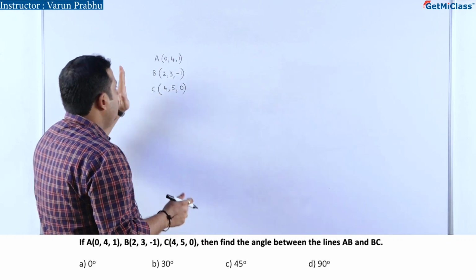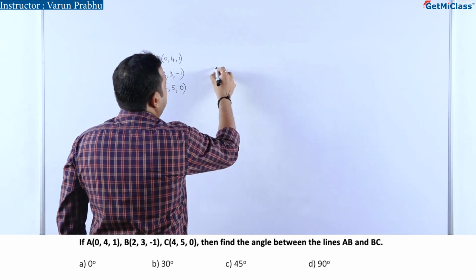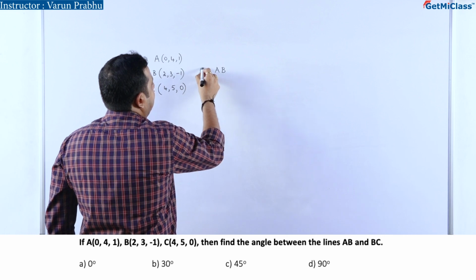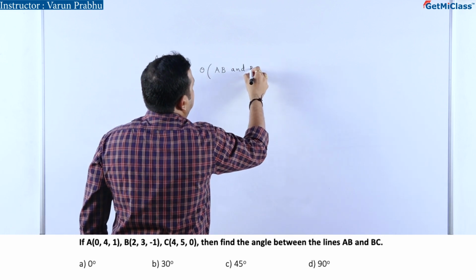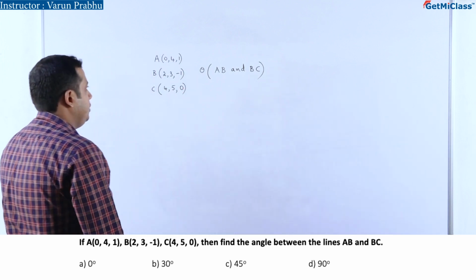The question is asking: if ABC, these coordinates are given, what is the angle theta? What is the angle theta between AB and BC? Theta between AB and BC is the question asked.